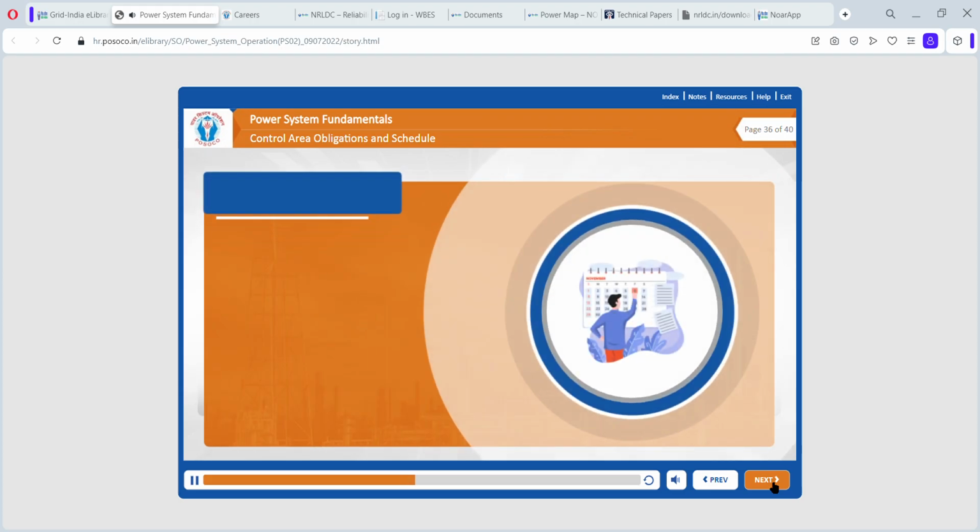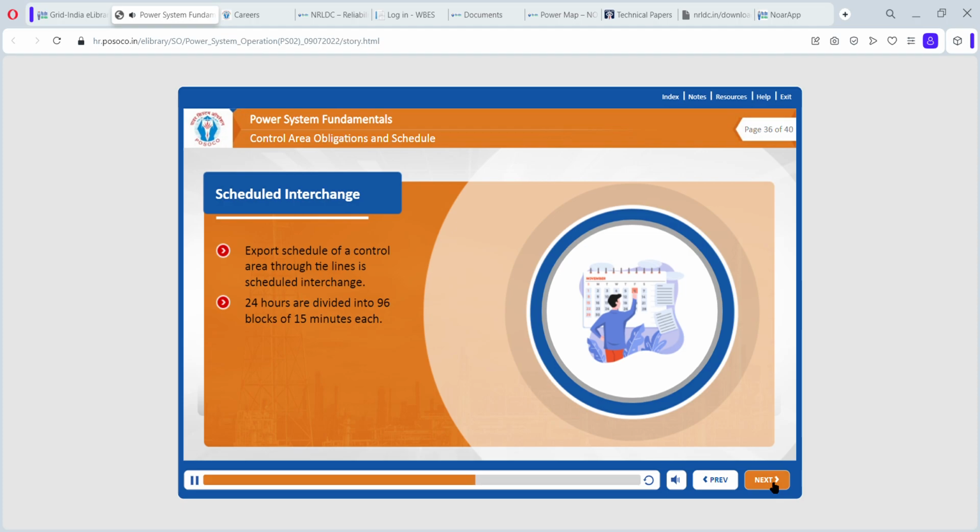Now, let's understand scheduled and unscheduled interchange. The export schedule of a control area through tie lines is scheduled interchange. As per current methodology adopted, 24 hours of a day is divided into 96 blocks of 15 minutes each. Each control area manages its portfolio of its own generation, share allocation from ISGS, bilateral contracts or purchase through open market to meet its demand in each block.